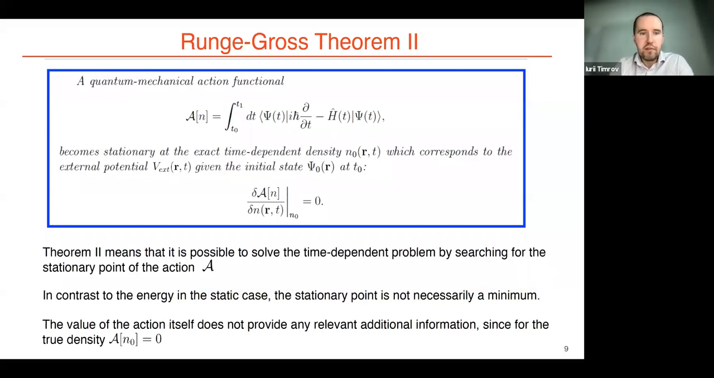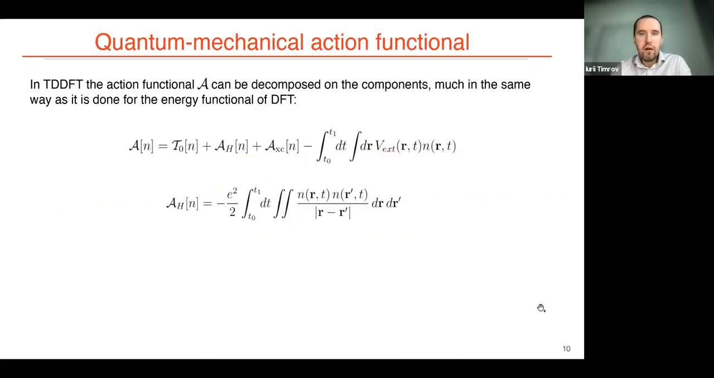So a few comments about this theorem. Theorem 2 means that it is possible to solve the time-dependent problem by searching for the stationary point of the action A. And in contrast to energy in the static case, the stationary point is not necessarily a minimum. It can also be a maximum. So what matters is that it's an extremum, so that its functional derivative is 0, but it can be a minimum or maximum. And the value of the action itself does not provide any relevant additional information, because the action evaluated at density n_0 is 0. So it's not really something meaningful for us.